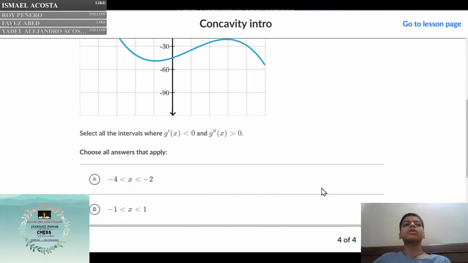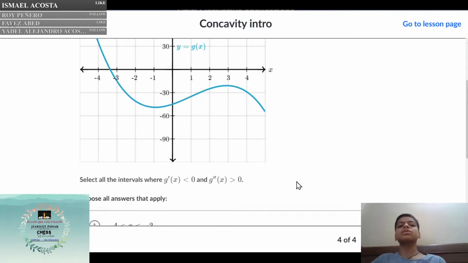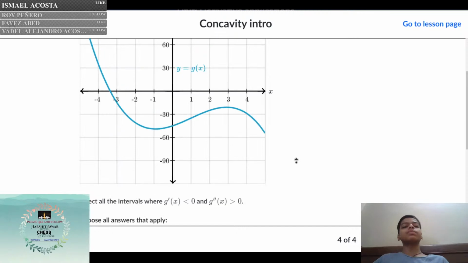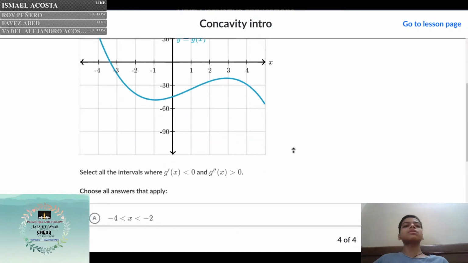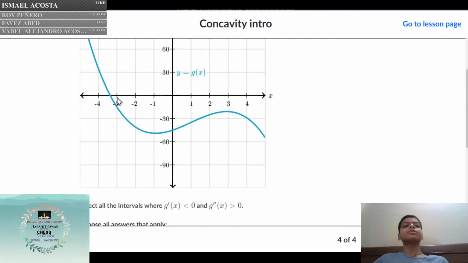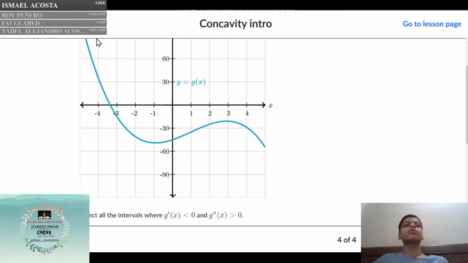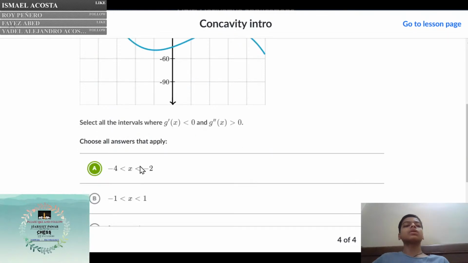Okay, so this is the last one. Select all the intervals where g prime of x is less than 0 and g prime prime of x is greater than 0. Okay, when is this possible? G prime of x is less than 0, so our slope is decreasing. Let's see, from negative 4 to negative 2 we are decreasing and our slope is increasing. Okay, so this is the option.